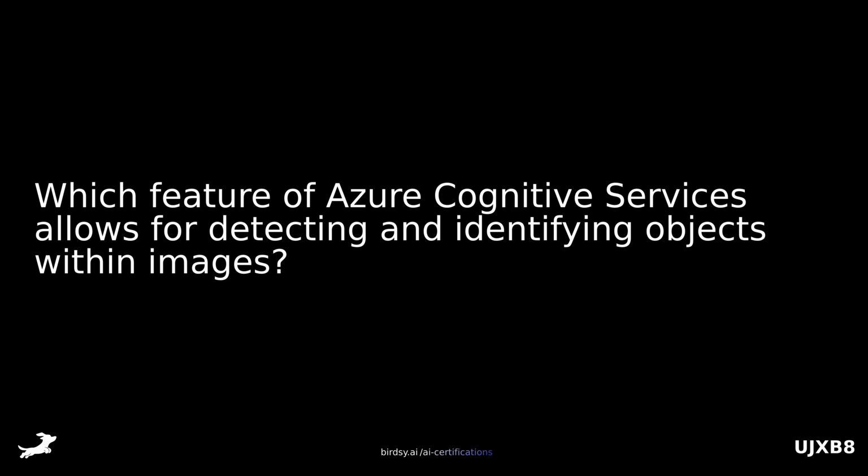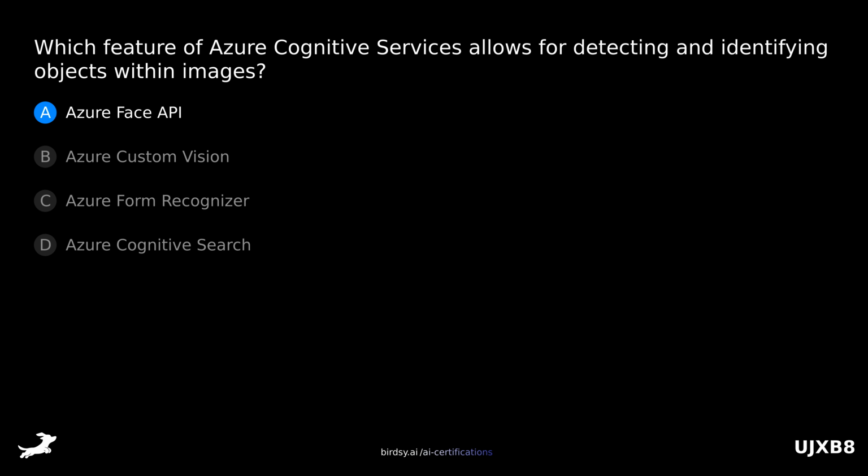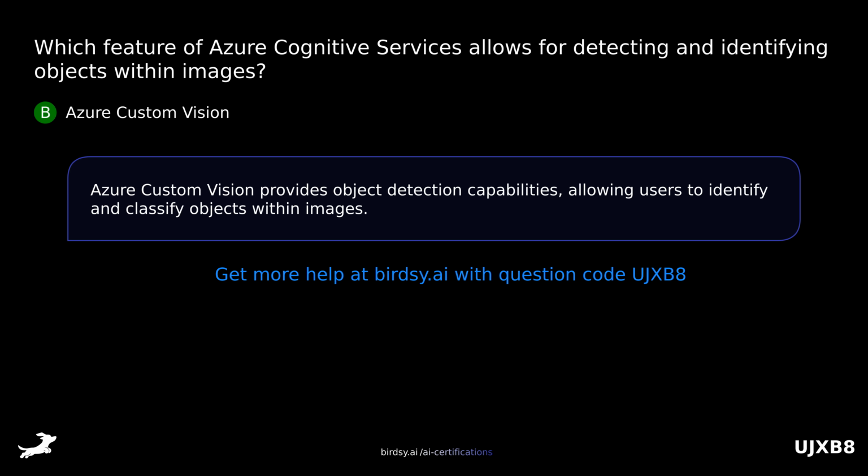Which feature of Azure Cognitive Services allows for detecting and identifying objects within images? Is it A, Azure Face API, B, Azure Custom Vision, C, Azure Form Recognizer, or D, Azure Cognitive Search? The answer is B, Azure Custom Vision. Azure Custom Vision provides object detection capabilities, allowing users to identify and classify objects within images.